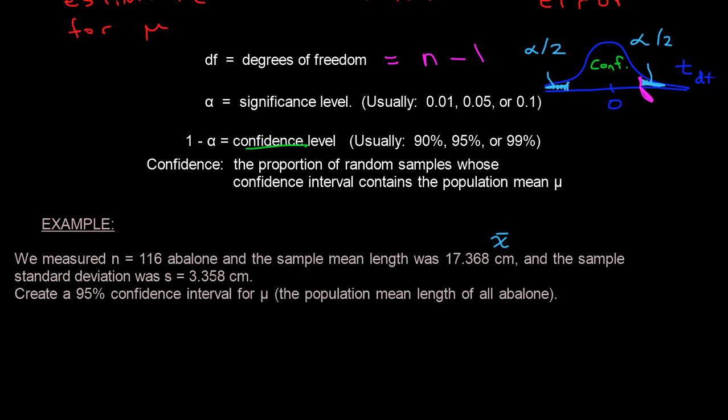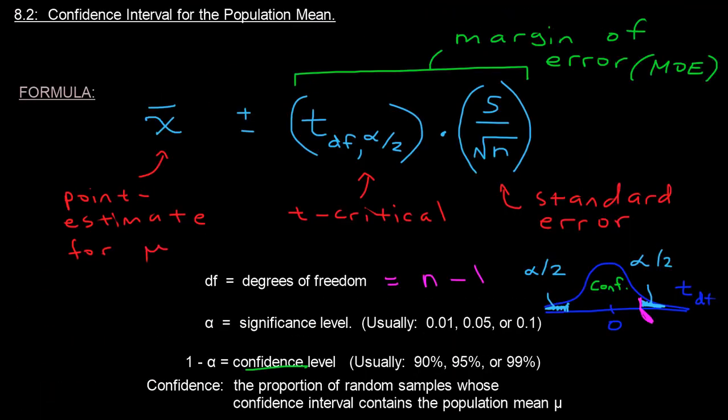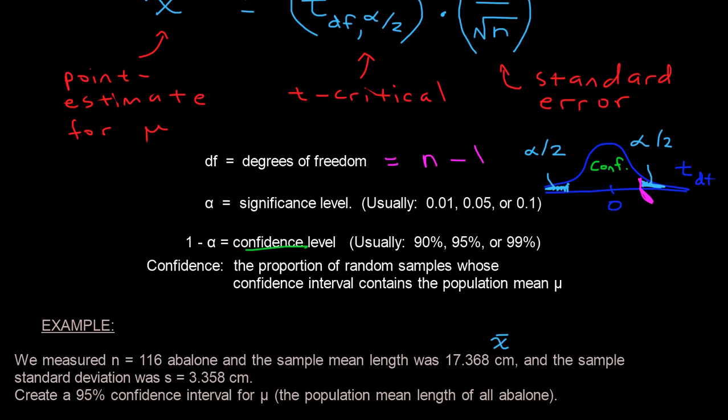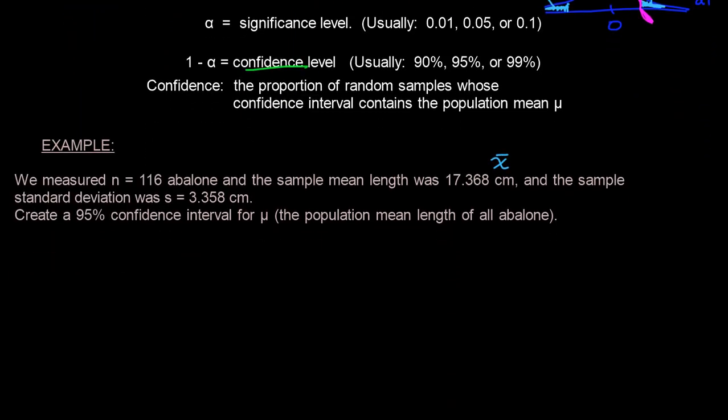What this confidence interval is doing, I'm going to scroll up here. This is a confidence interval for the population mean. It's a way to estimate the population mean, because we know that the sample mean is not going to equal the population mean. But once we create this interval with this margin of error, we are hoping to capture the population mean in that interval. And so that's what we're going to do here, is create this interval.